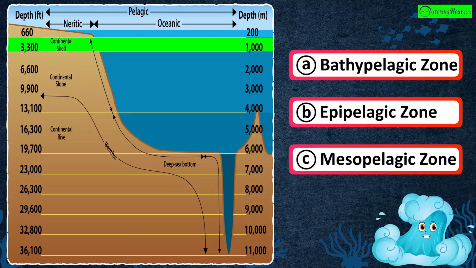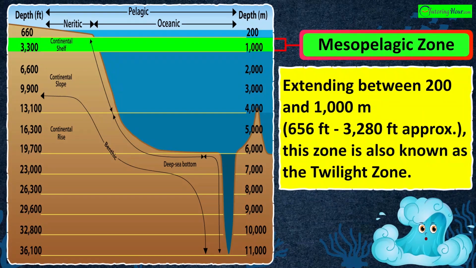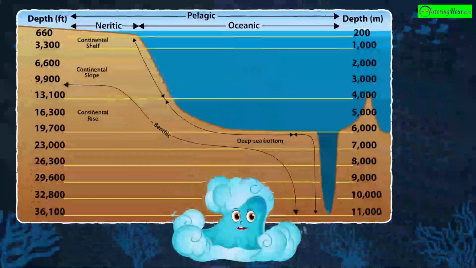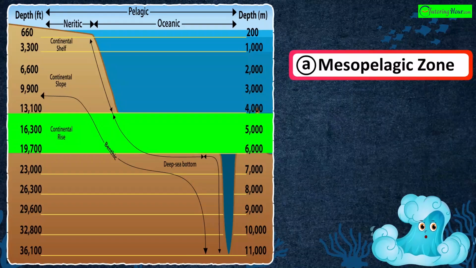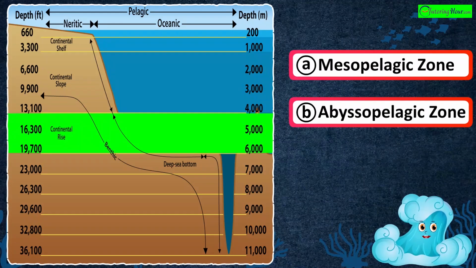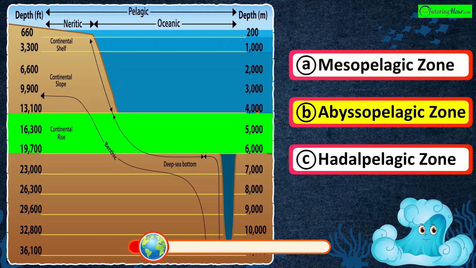The correct answer is the Mesopelagic zone, extending between 200 and 1,000 meters. This zone is also known as the Twilight zone. Which ocean zone is this? Is it A. Mesopelagic zone, B. Abyssal zone, or C. Hadal-pelagic zone?